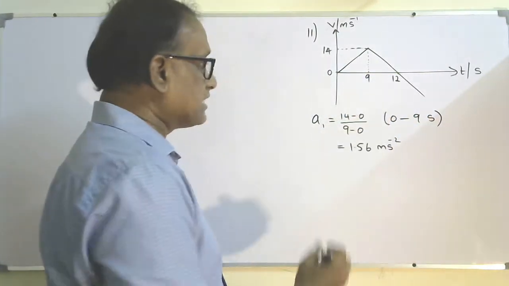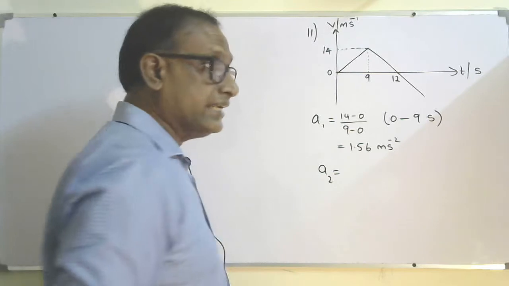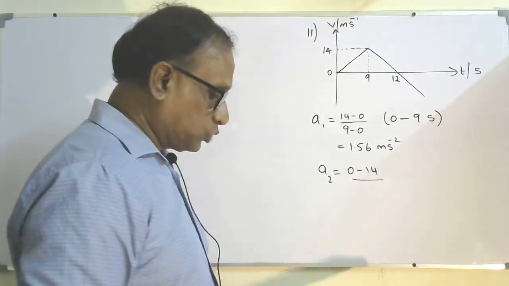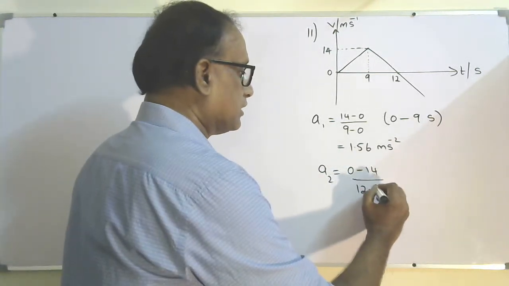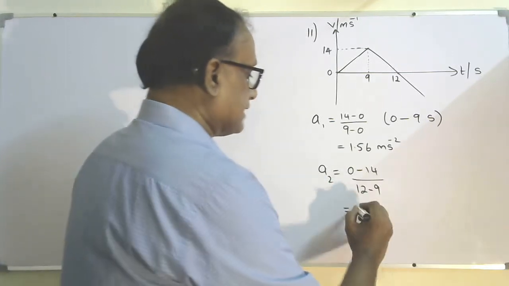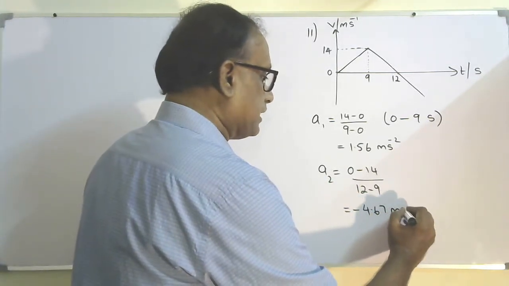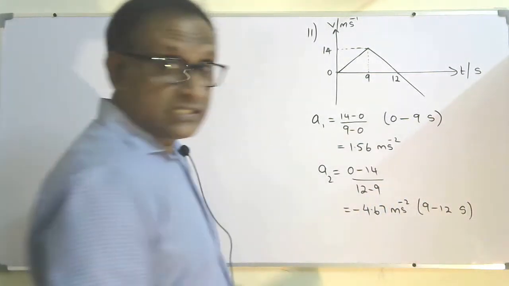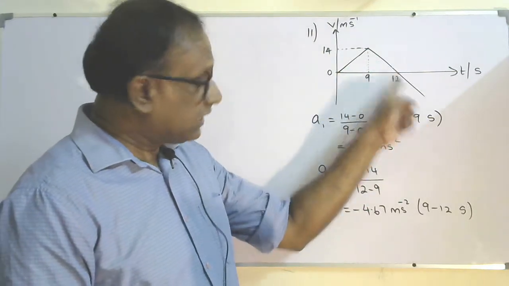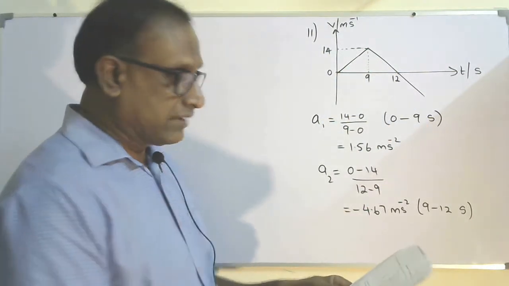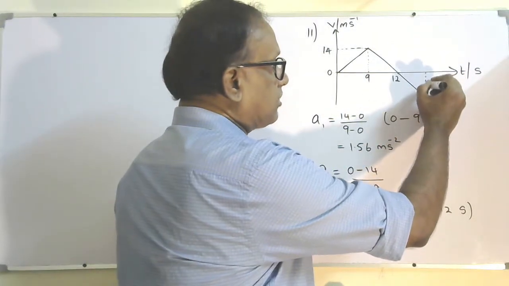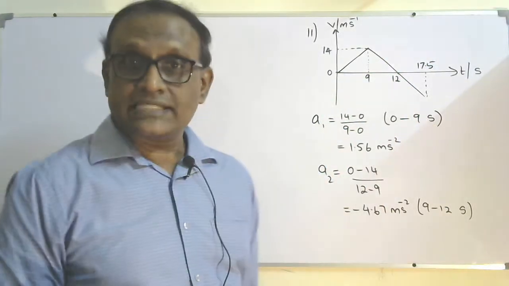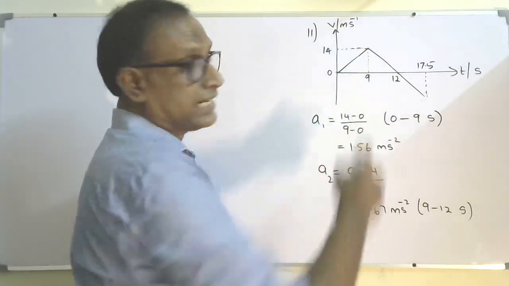Now for 9 to 12 seconds, if I calculate the acceleration again, I should find the gradient. That should be (0 minus 14) divided by (12 minus 9), so that will be minus 4.67 meters per second squared, during 9 to 12 seconds. Now, since this is the same straight line, this portion up to almost 17.5 seconds will have the same gradient as this one.